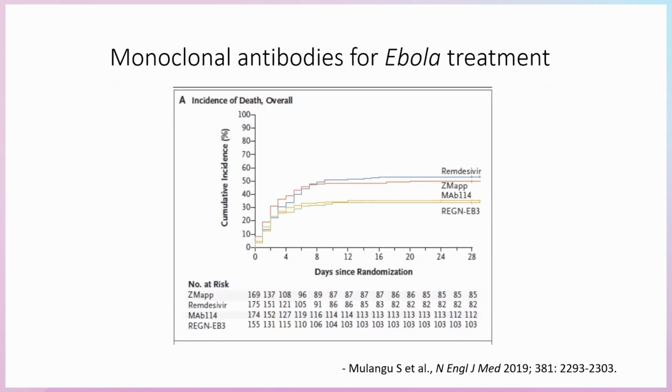And what you can see in this figure is that the remdesivir and the short-acting monoclonal antibodies, the ZMapp antibodies, were not nearly as effective as the longer-acting unmodified human monoclonal antibodies. Although the remdesivir and ZMapp arms had reduced mortality as compared to the natural history of Ebola, which has a mortality of about 70%, the monoclonal antibody 114 and Regeneron antibody combinations had a much greater survival benefit out to 28 days in this study as compared to remdesivir and ZMapp.